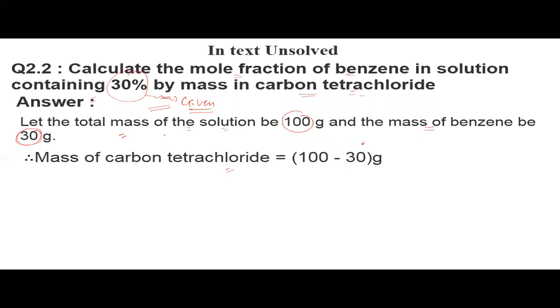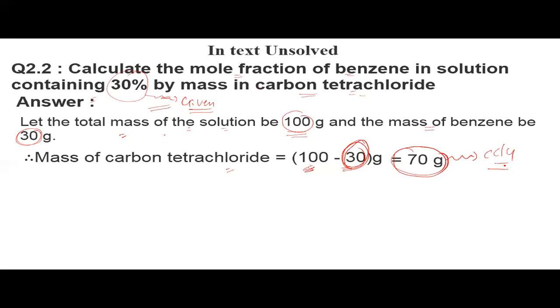Now, the mass of carbon tetrachloride is, we subtract the mass of benzene from the total mass of the solution. 100 is the total mass of the solution and 30 is the mass of benzene. Thus, the value comes to be 70 grams. This 70 gram is the mass of CCl4.